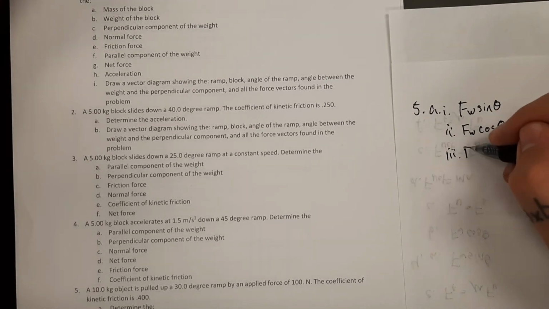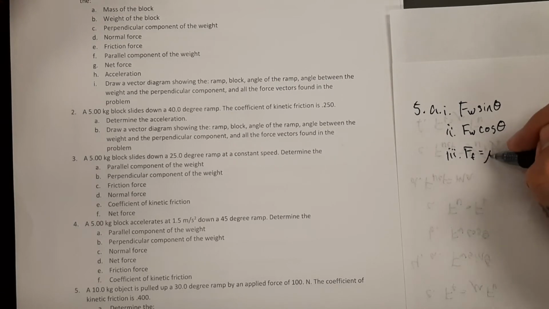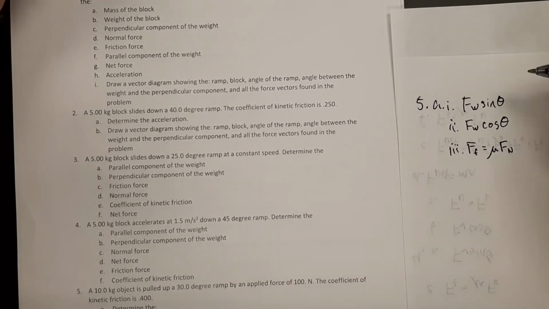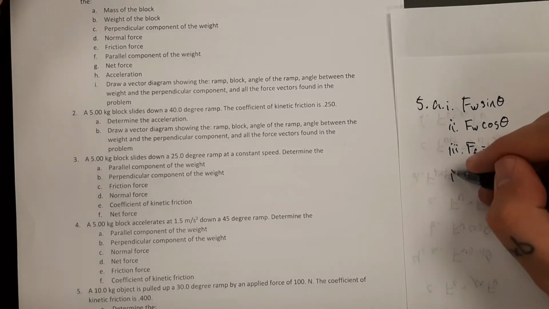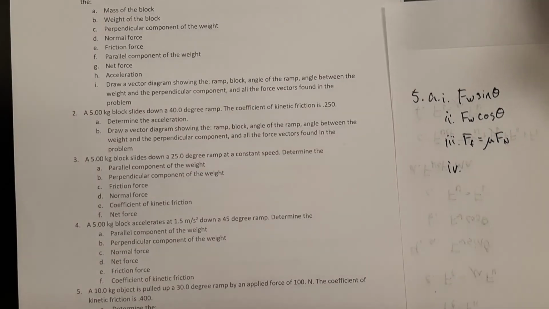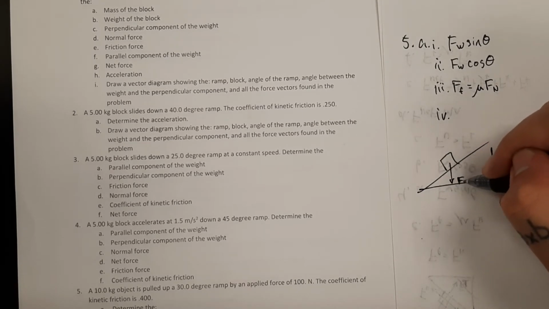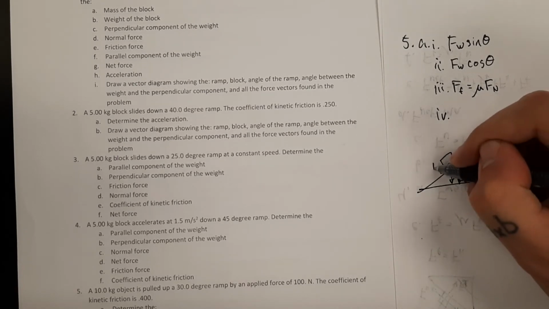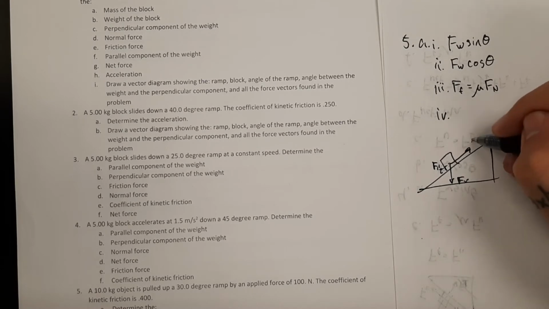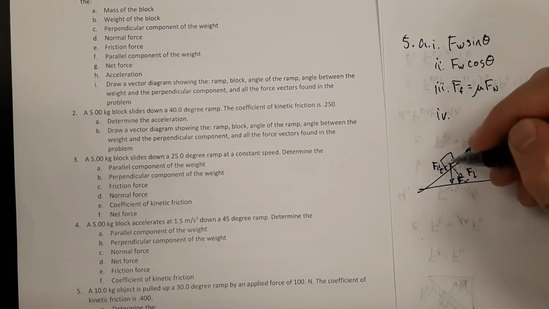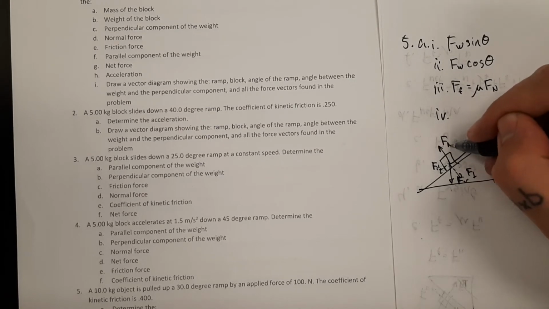The friction force is just going to be equal to your coefficient of friction times your normal force. Your coefficient of friction is 0.4. Your normal force you just found in part 2. Your net force. Net force, we need to think about the forces on this thing. So we've got our weight going down. You've got your parallel force that you already found. You've got an applied force up the ramp. You've got your perpendicular component. You've got your normal force.